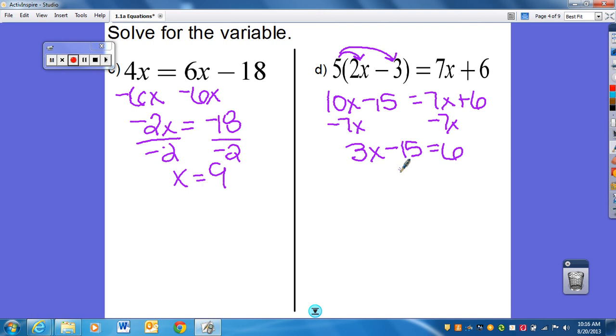Now we have one variable on one side, so we're going to then do the opposite operation, which is add 15 to both sides. So we have 3x is equal to 21. And then we're going to divide both sides by 3. And our solution will be x is equal to 7. And again, to check your answer, all you have to do is take the 7 and substitute it for the x into the original equation, and you'll be able to see if your solution is correct.